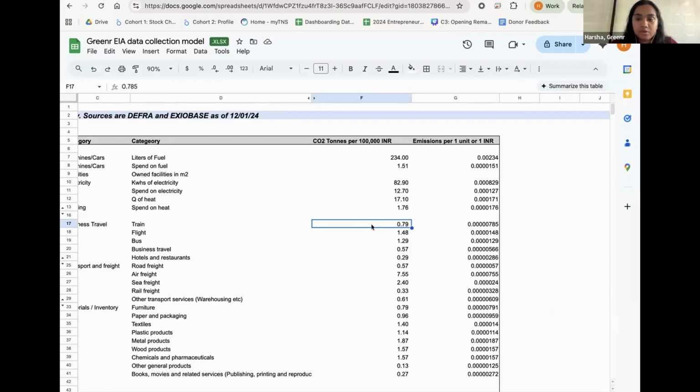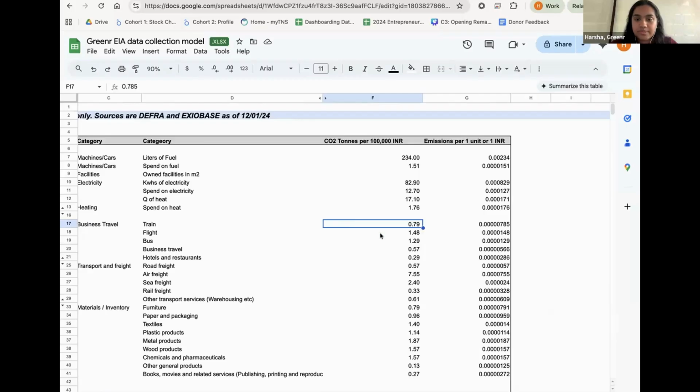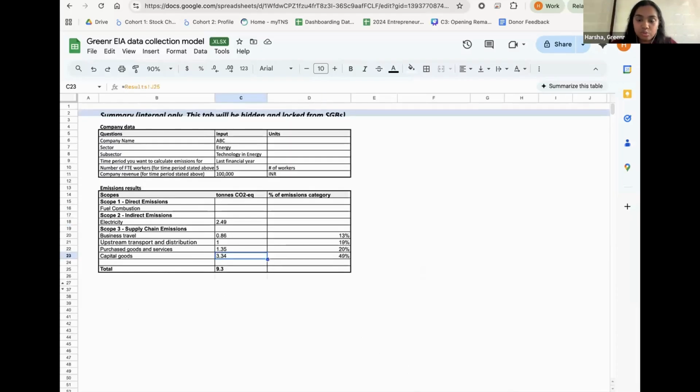So for example, basically how these emission factors work is that, let's say you look at business travel with train, right? So if you're spending about 100,000 Indian rupees on business travel, that means that you're essentially emitting about 0.79 tons of CO2 equivalent emissions, right? So this is what we've been able to do.